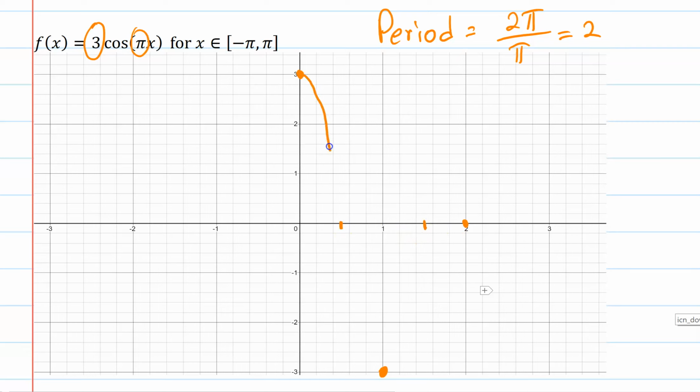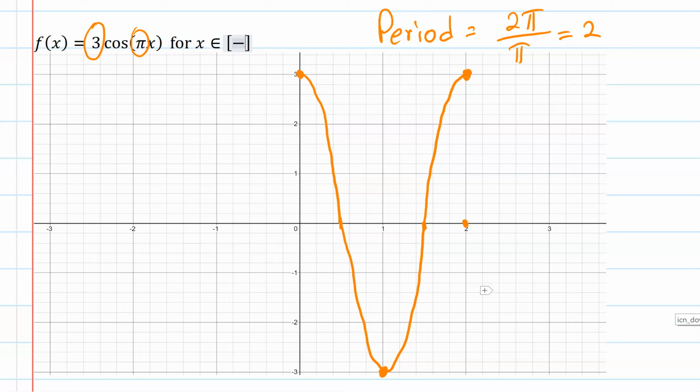Therefore I would have a graph that goes through that and then down to negative 3, coming up and then hit that value and then reaching the max there. So if I were to do this one for a few times, I actually have to change this interval. That's not correct. Let me say negative 2 to 2.